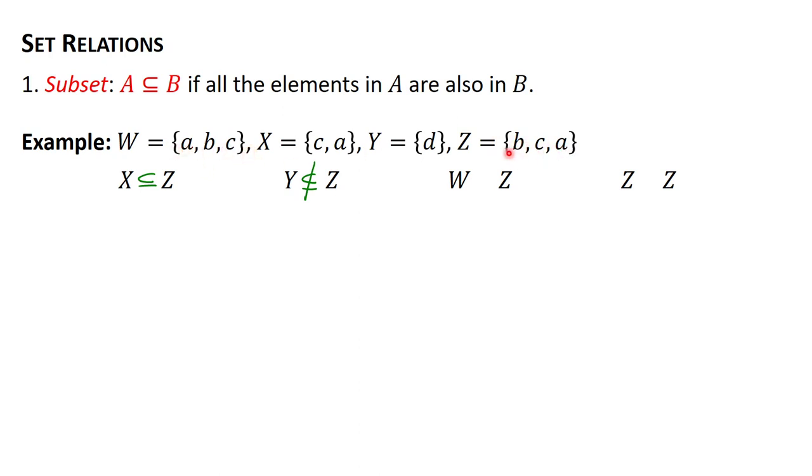Again, it's just shuffled. In fact, everything in W is in Z and everything in Z is in W. That's okay, so there's no problem. The only requirement is that everything in the first is in the second. All three of these, A, B, C, are in the second. A, B, C. So it is a subset. No problem. How about Z and Z?